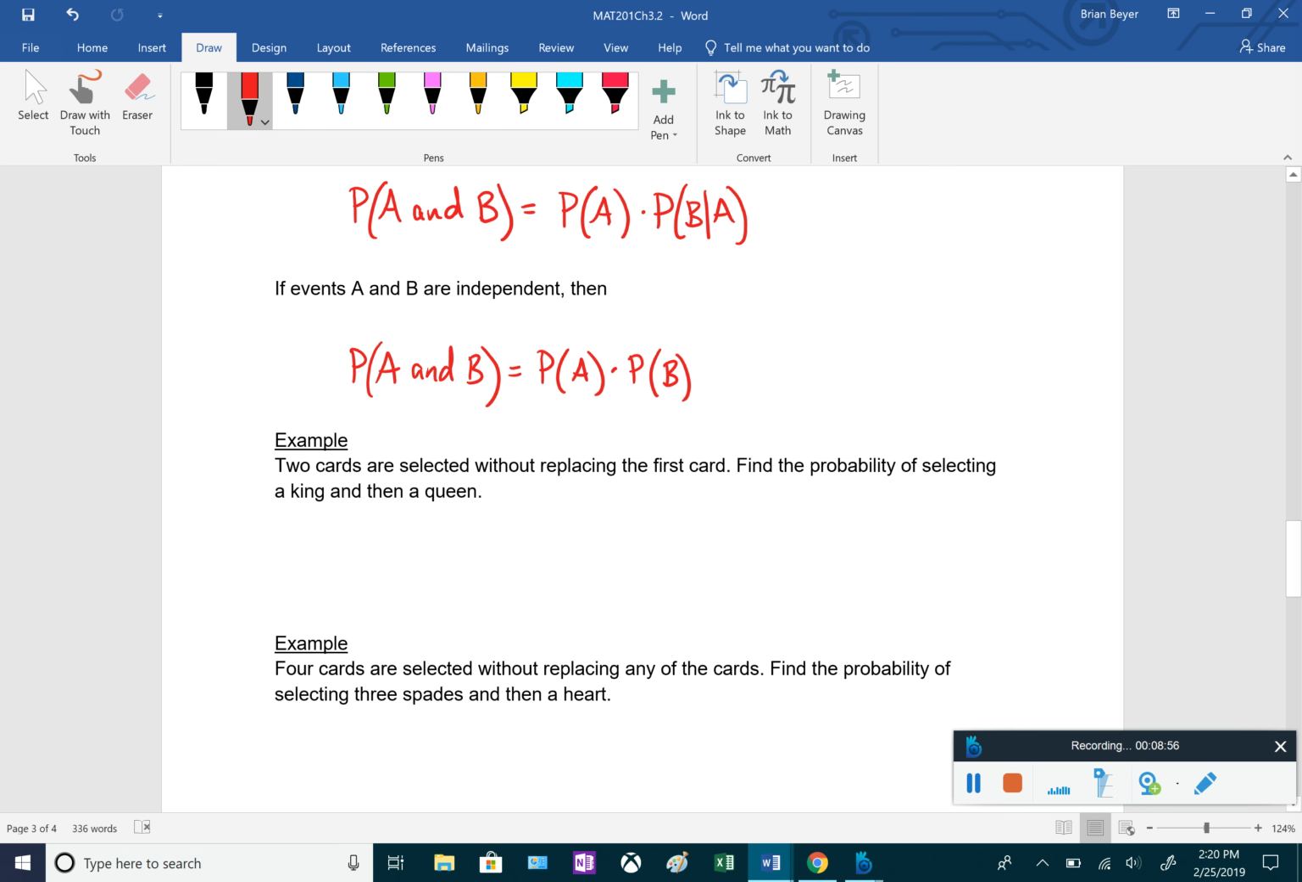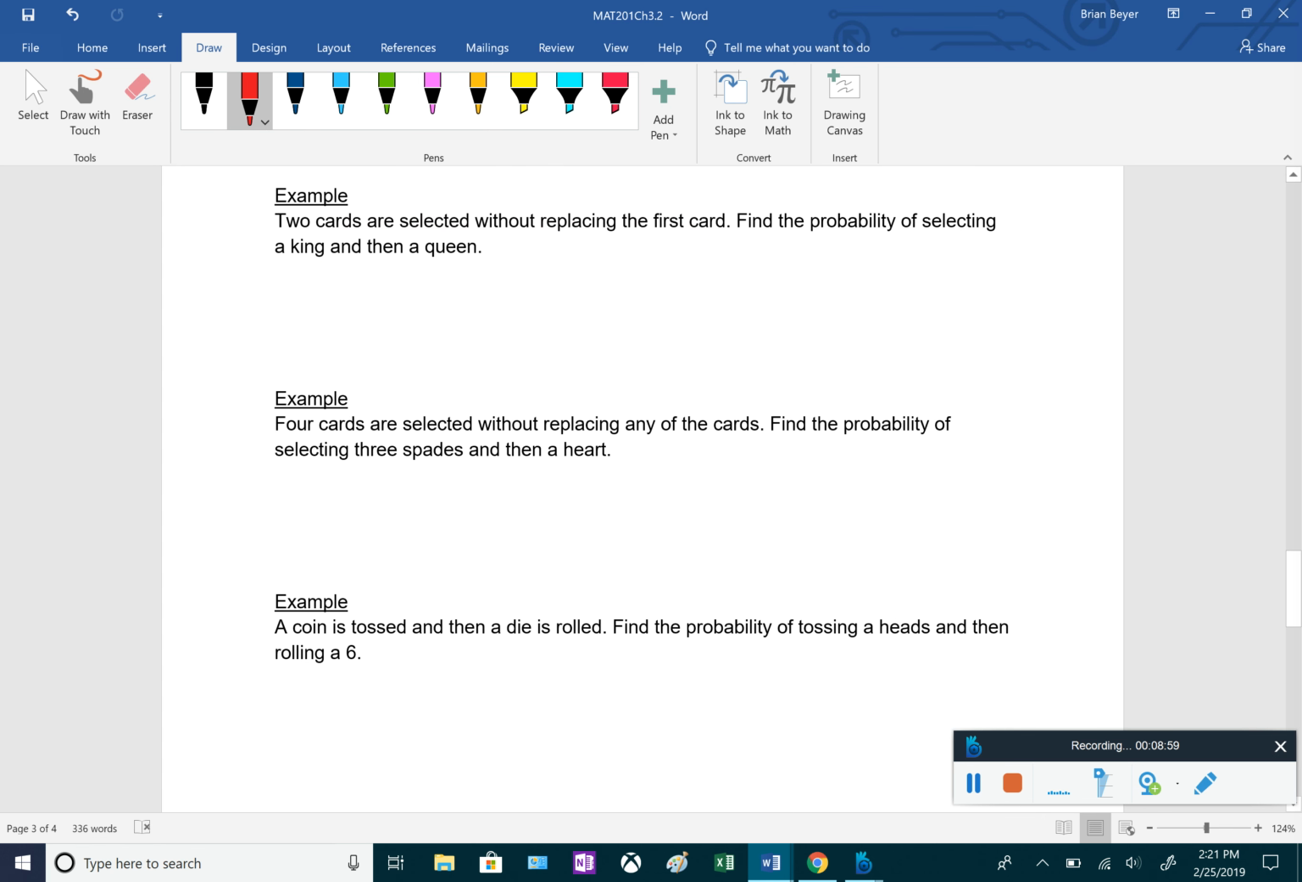Let's do some examples here. So for the first example, let's say 2 cards are selected without replacing the first card. So I'm just going to underline that right away. It's going to be important. 2 cards are selected without replacing the first card. We want to find the probability of selecting a king and then selecting a queen. So this is going to be the probability of selecting a king and then a queen without replacement.